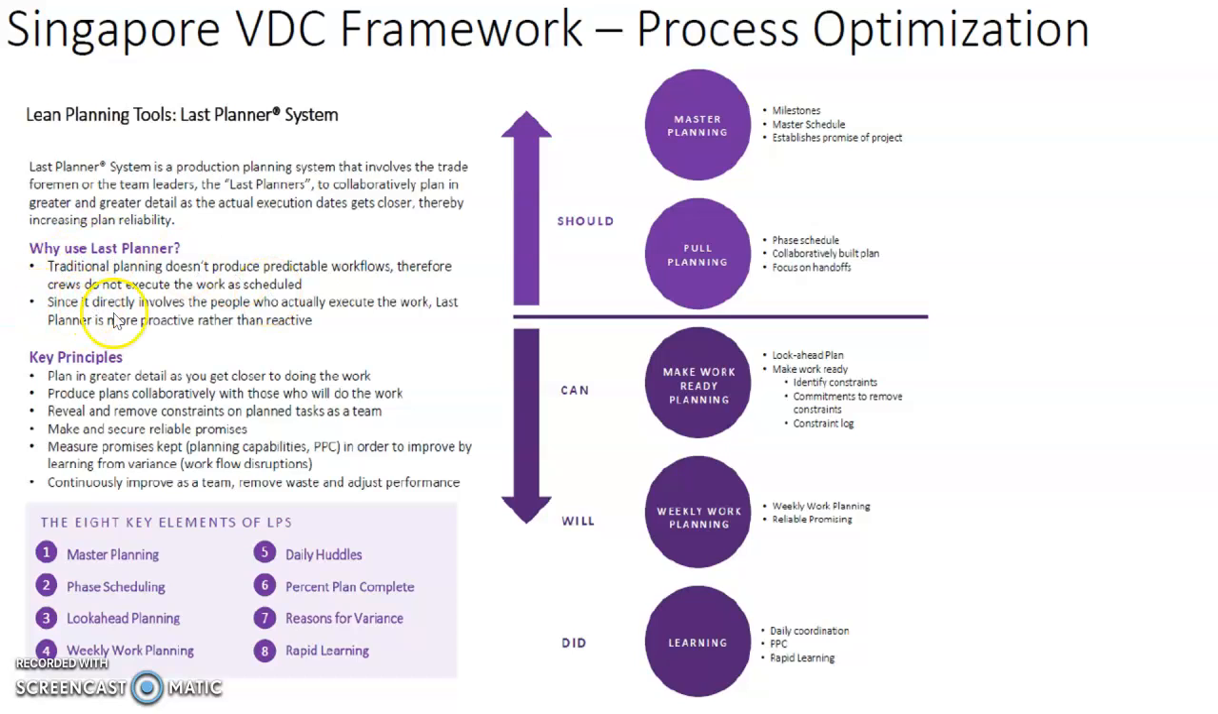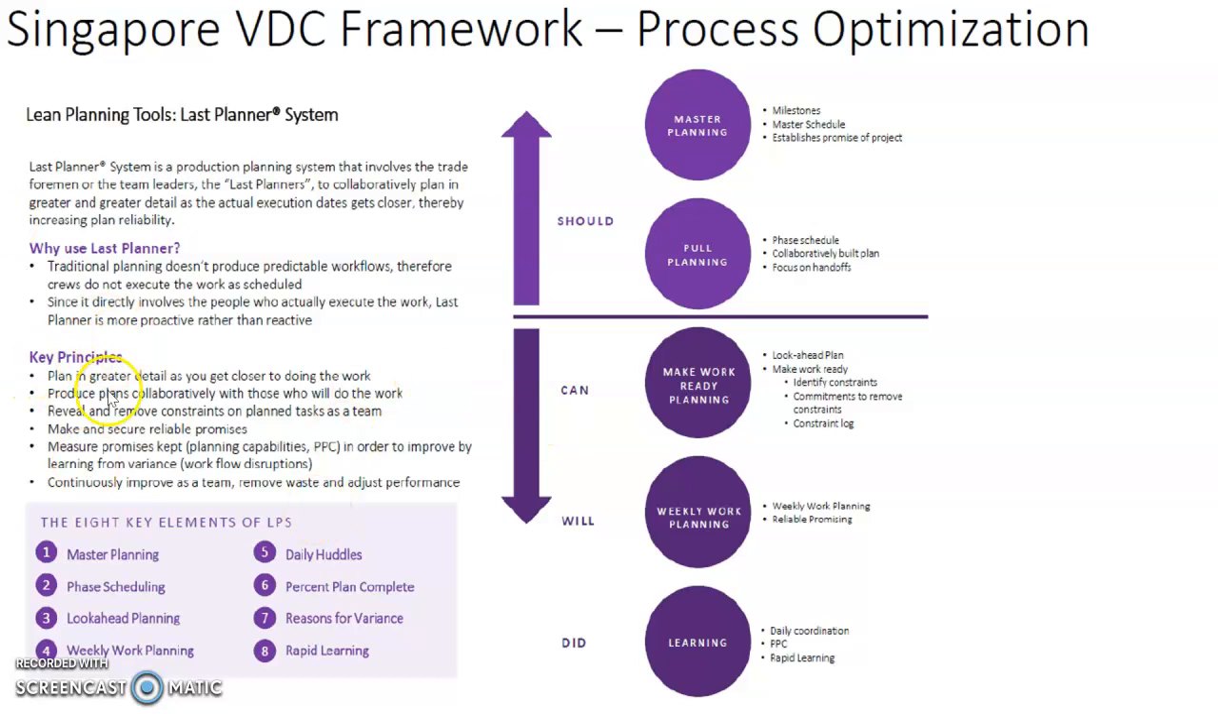Since it directly involves the people who actually execute the work, the last planner system is more proactive than reactive, meaning that because you are getting the people who are doing the work to do the planning, it will be more reliable and more proactive.